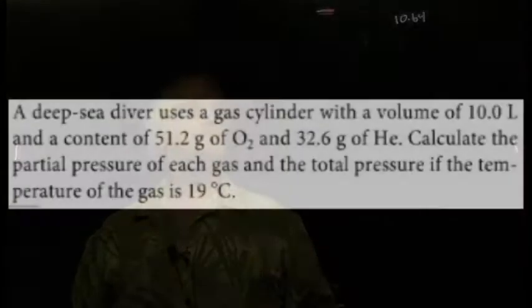This one basically asks us to calculate the partial pressure of oxygen and helium in a mixture of the two gases that a diver might use, and then ultimately what is the total pressure in the tank containing this mixture of two gases. And so, as always, let's take a look at the problem and then let's analyze it and get this thing solved.